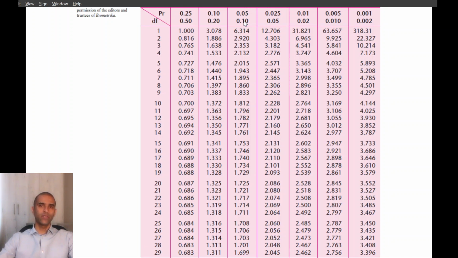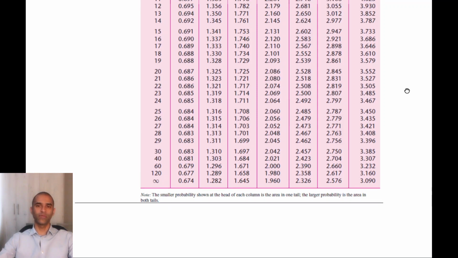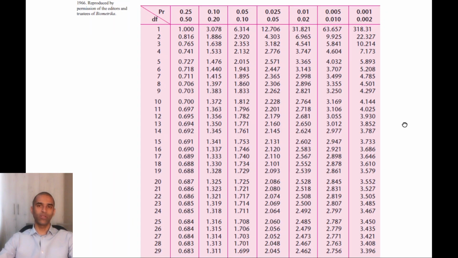And you will notice that the number 0.1 appears in 2 columns in this table. And if you're unsure of which column to use, just read the note at the bottom of the table, which would give you an indication. So it says here, the smaller probability shown in the head of each column is the area in one tail. The larger probability is the area in 2 tails. And when we're estimating confidence intervals, we always want the value for 2 tails. Hence, we want to use the column where the significance level is the larger value. And in this case, it is column 4 of this table.